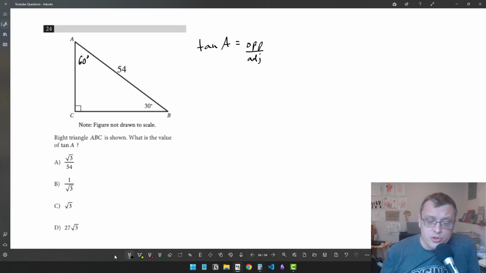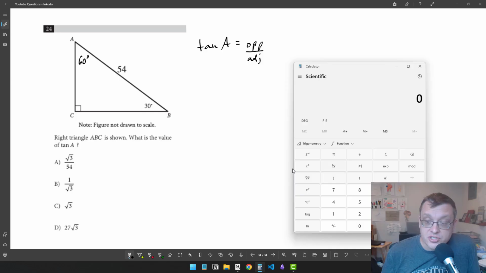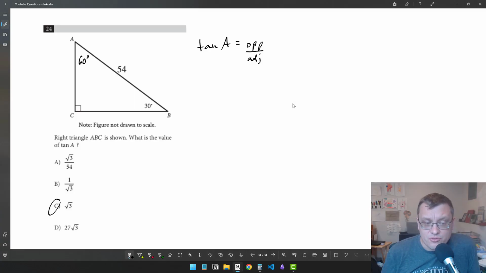If you didn't know that, though, you also could just put it into your calculator, right? We can just do the tangent of 60. We get this, and if I put the square root of 3 in just to match it, it matches, right? So that's choice C. So, okay, fine.